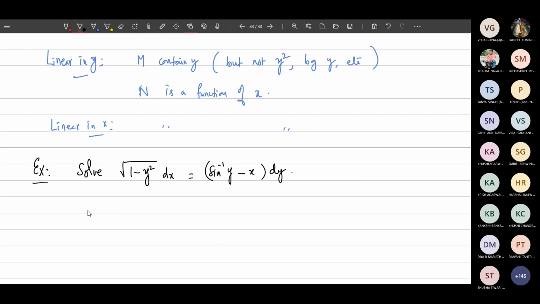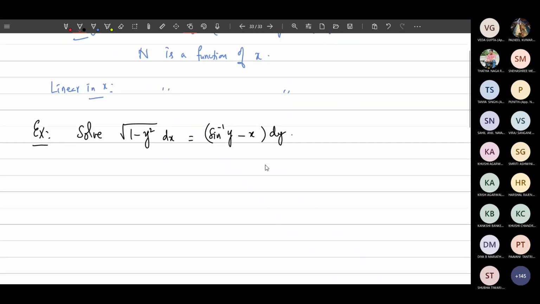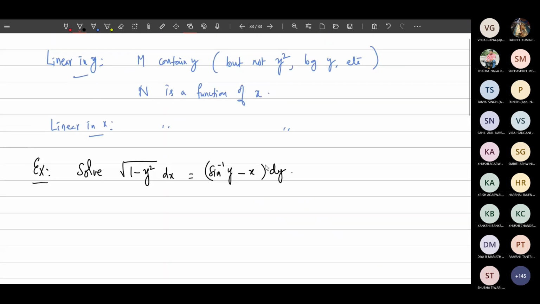So this is easier if you put it in dx by dy. It's much easier than dy by dx. You can put it and see. And one more observation is here, the coefficient of dx is M, the coefficient of dy is N. So M contains y, it is there already. This is linear in x because N contains x, N is a function of x. M dx plus N dy, N contains x, you have.